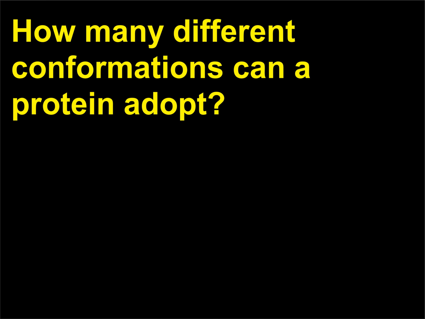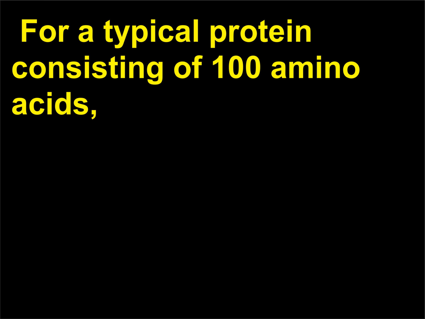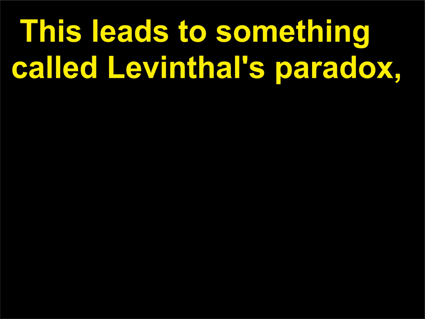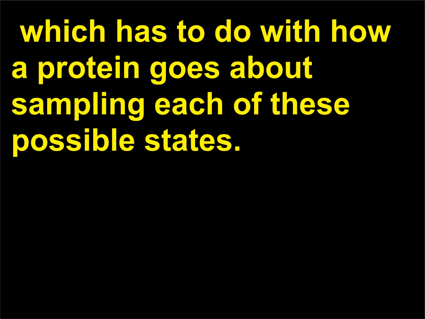How many different conformations can a protein adopt? A lot. For a typical protein consisting of 100 amino acids, there are approximately 3,198 possible conformational states. This leads to something called Levinthal's paradox, which has to do with how a protein goes about sampling each of these possible states.